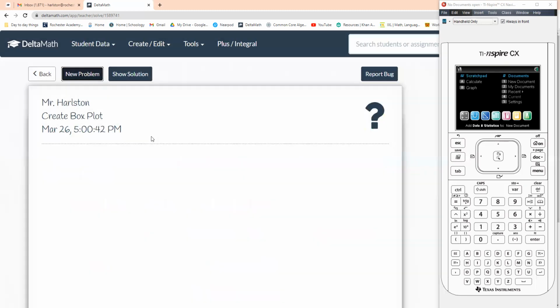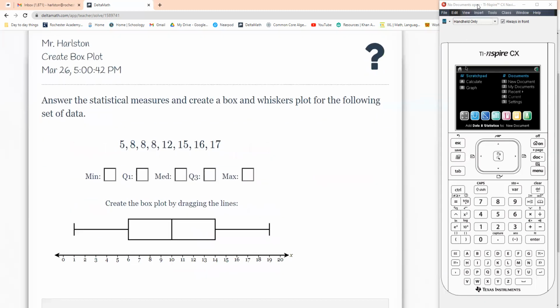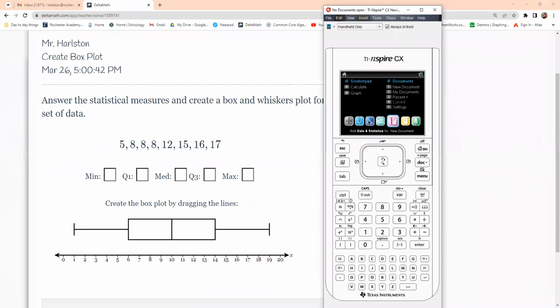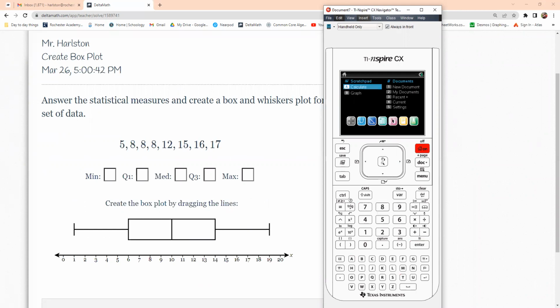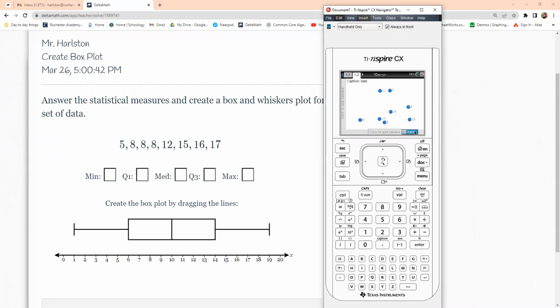Now I'm going to do one, and I'm going to use the calculator now. So first thing you do, go to the spreadsheet. I'm just going to call it data. And then I'm going to enter all of these numbers. So it's 5, 8, 8, 8, 12, 15, 16, 17, right? Press enter. And now go to the spreadsheet, put the name of the column up here, and then you go to the menu, the plot type, we're going to make box, and then it'll create everything.